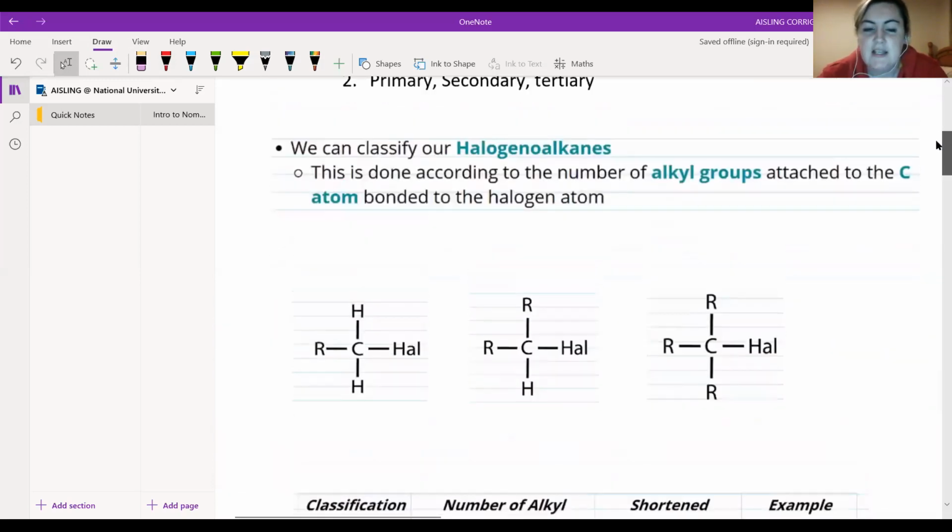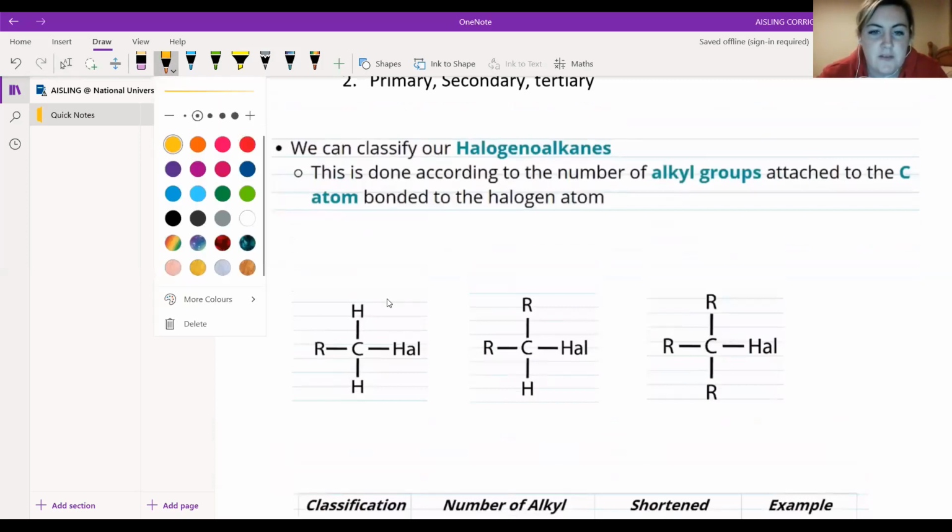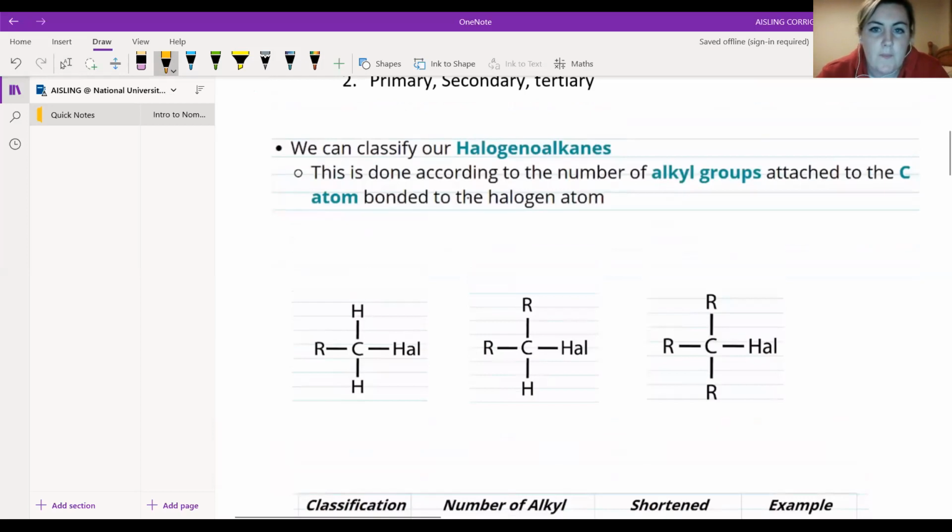If we look at the first one here, it just depends how many of these R's, how many of these alkyl groups are attached to the carbon that's attached to the halogen. So in this case, we have just the one. We've got the one alkyl group, CH whatever, attached to the carbon attached to the halogen. This is what dictates a primary halogenalkane.